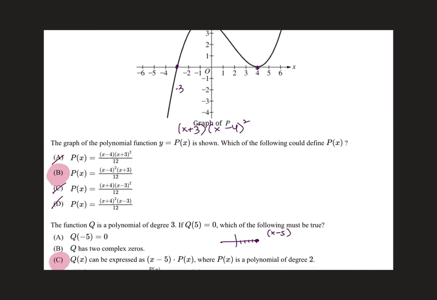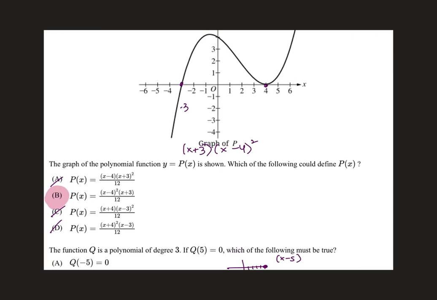Okay, 3 said, which of the following could define P of X? From my graph, I've got a 0 at negative 3 and a 0 at 4. So at negative 3, it would look like this. At 4, it would look like this, and it bounced at 4, which means this had to be an even exponent, okay? If you look through them, there was only one in which x minus 4 was raised to an even power. And x plus 3 is your other one.